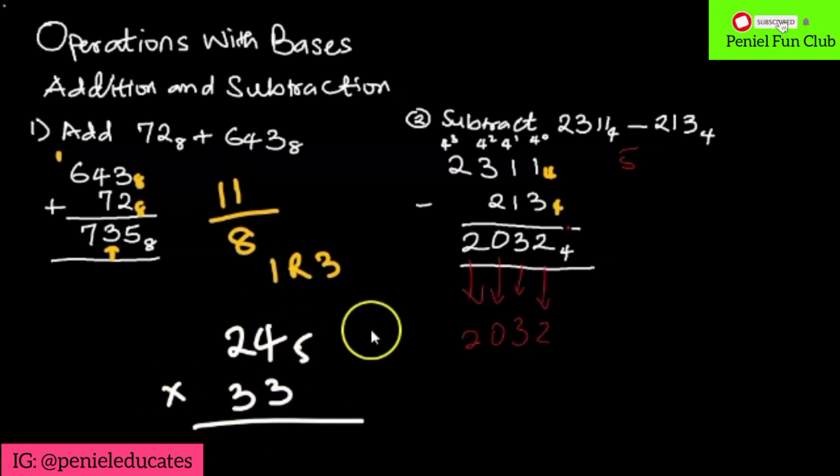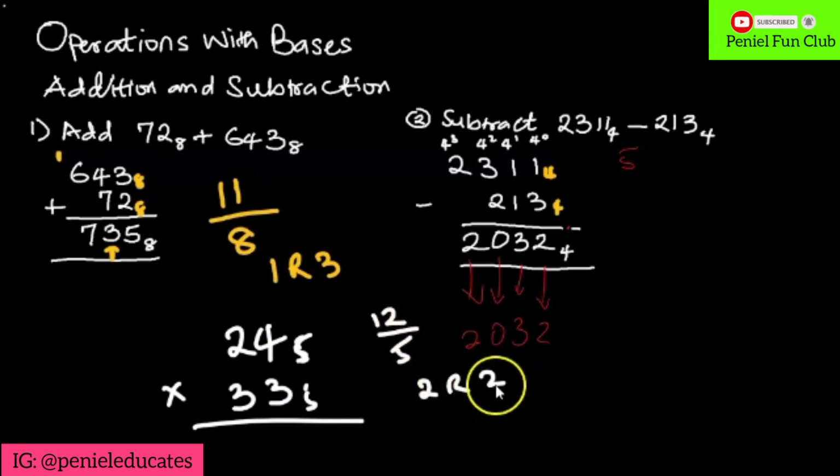3 times 4 is 12. Okay, it's more than base 5. So I do division by 5. So I have 2 remainder 2. Okay, so I put my remainder here, which is 2. Then I carry my 2.